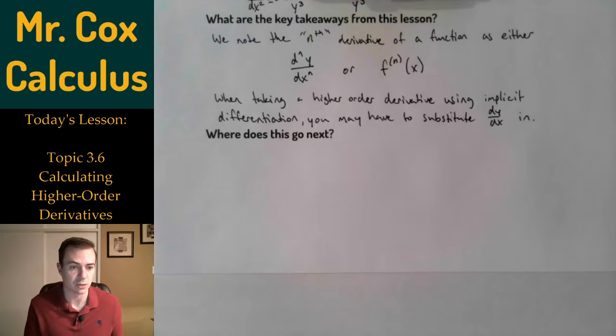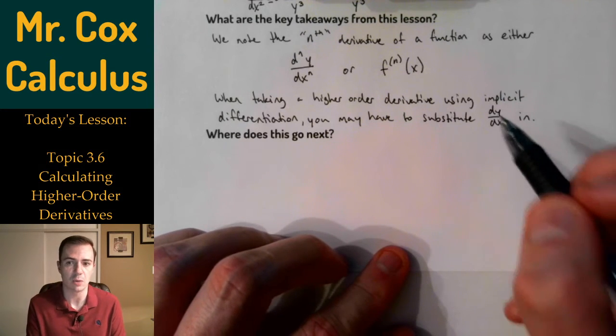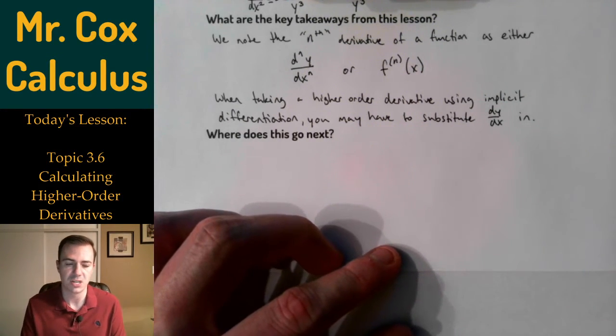out in terms of x's and y's, as a function of x's and y's. So if I take the second derivative of that, which will have to be implicitly, I'll get dy dx again, and just know that you can substitute it in with what you already found for dy dx.